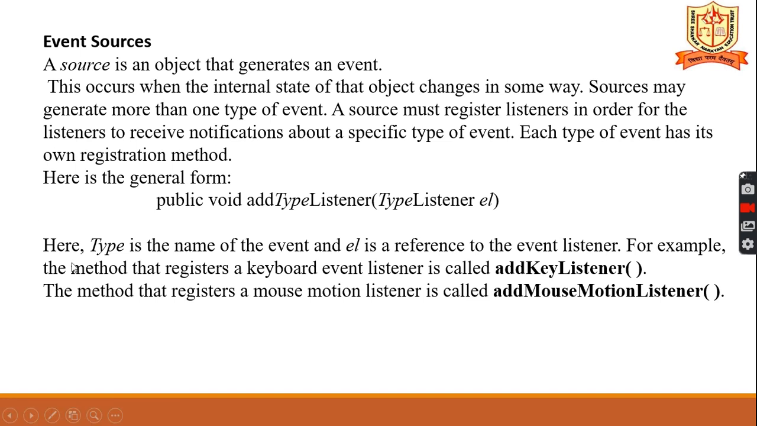For example, the method that registers a keyboard event listener is called addKeyListener. The method that registers the mouse motion listener is called addMouseMotionListener. So the source is the object that generates the event, and the listeners register to the source. How do we make the registration? Using addTypeListener: for a key listener, addKeyListener; for a mouse motion listener, addMouseMotionListener.